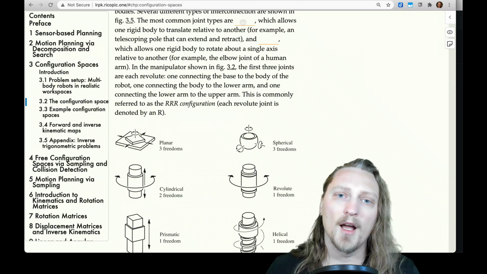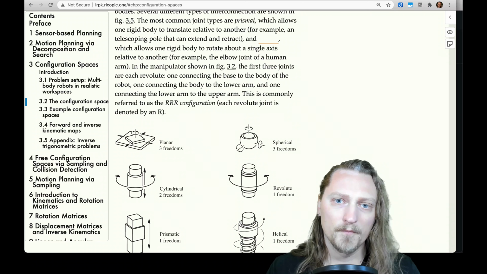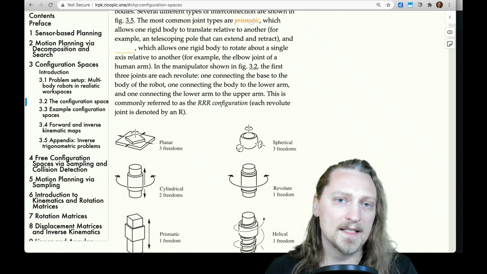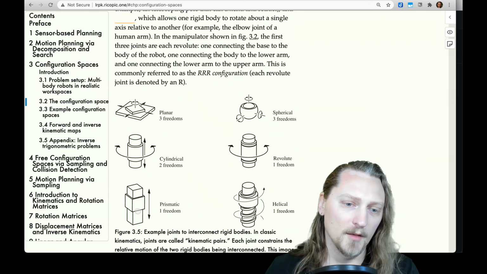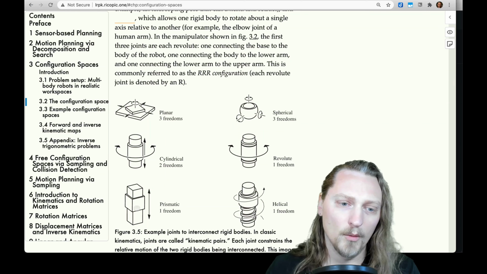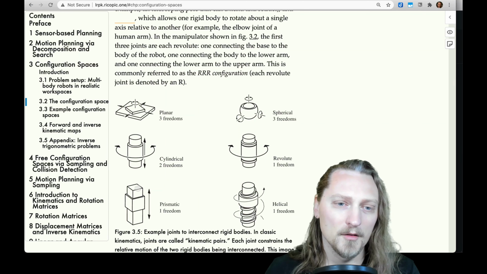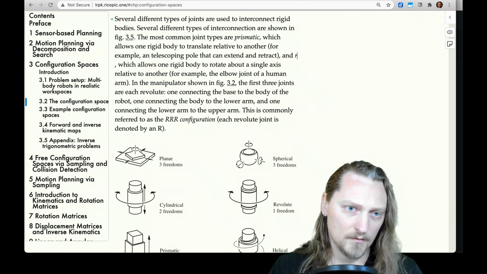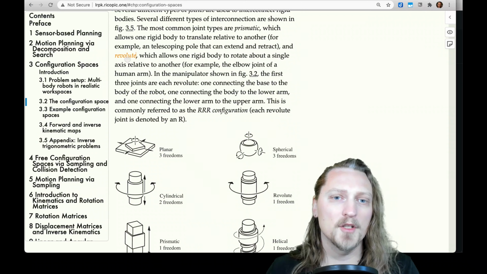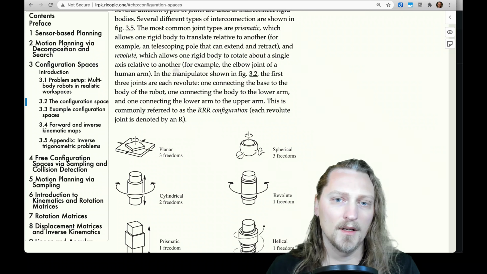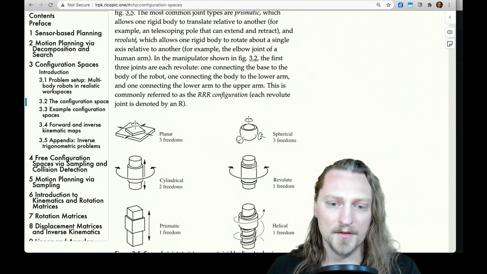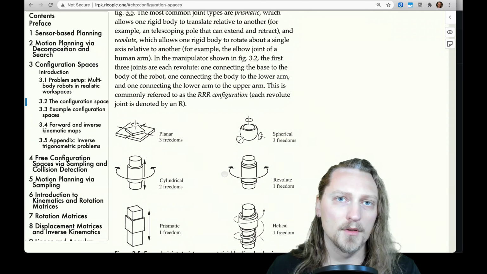The most common joint types are prismatic, which allows one rigid body to translate relative to another. For example, a telescoping pole that can extend and retract. So we have here a prismatic joint shown in the figure where we have translation allowed between two rigid bodies. And revolute, which allows one rigid body to rotate about a single axis relative to another. For example, the elbow joint of a human arm. So if we look here, this is a diagram that shows a revolute joint.